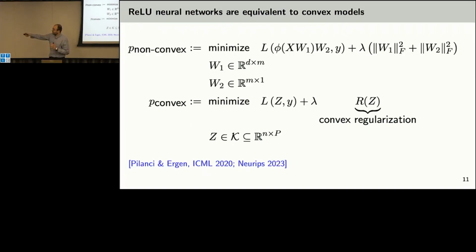The second problem is fully convex. In principle, we can solve this. The only issue might be high dimensions, because P is large. But it will turn out that these two problems are identical, equivalent, in the sense that their objective values are the same. And you can transfer the solutions. If you solve the convex problem, you can generate the solution to the non-convex problem, and vice versa.